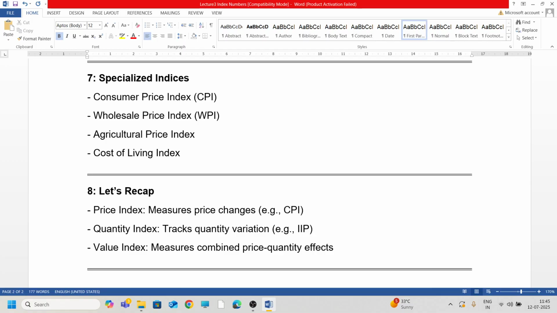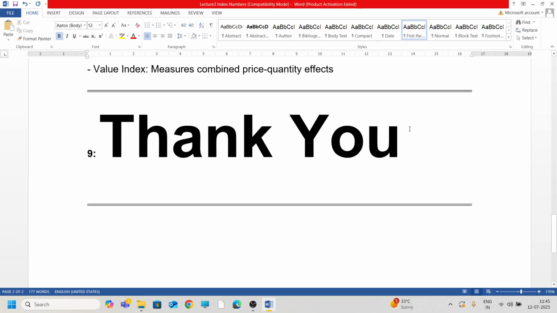Okay. So now, thank you for participating in this session on the types of index numbers. In the next lecture, we will learn how these indices are constructed using various methods and statistical formulas.